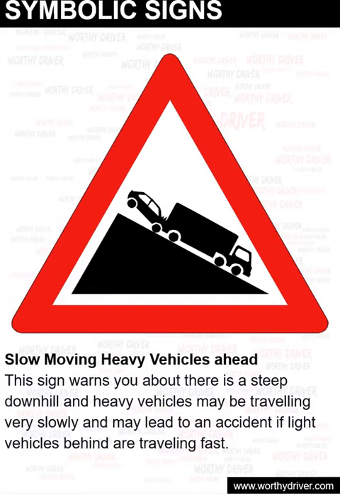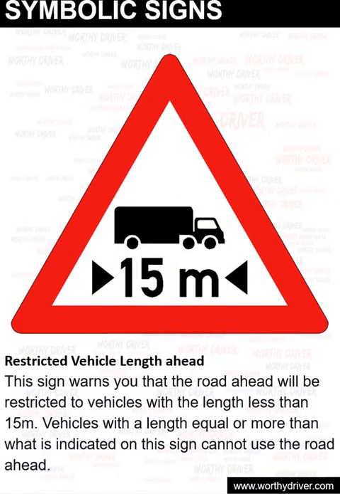Slow-moving heavy vehicles ahead. This sign warns you that there is a steep downhill, and heavy vehicles may be traveling very slowly, and may lead to an accident if light vehicles behind are traveling fast. Restricted vehicle length ahead. This sign warns you that the road ahead will be restricted to vehicles with a length less than 15 meters. Vehicles with a length equal, or more than what is indicated on this sign, cannot use the road ahead.